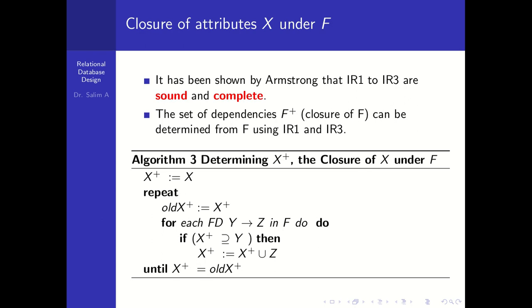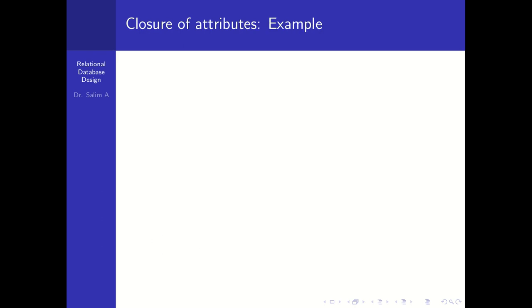Initially, the closure is the attribute itself. Then, for every FD, if the current closure set contains that left hand side, we will add the right hand side too. That's all. And this process will be repeated until there is no change. With an example, we will see how to find the closure set of an attribute.